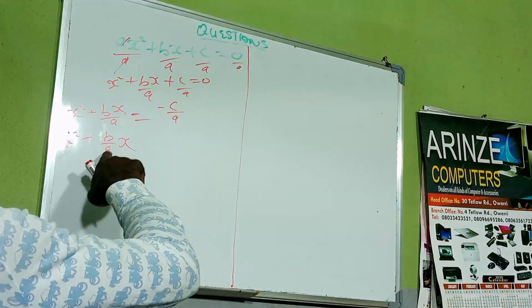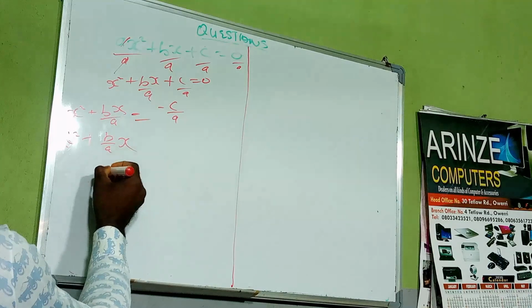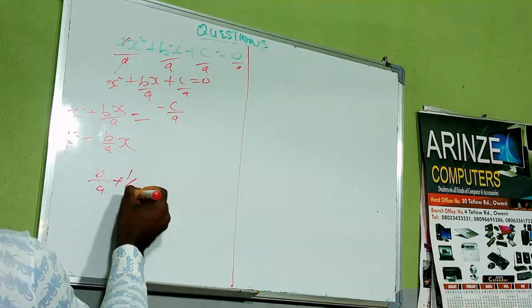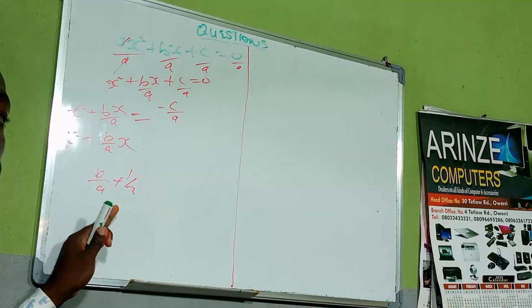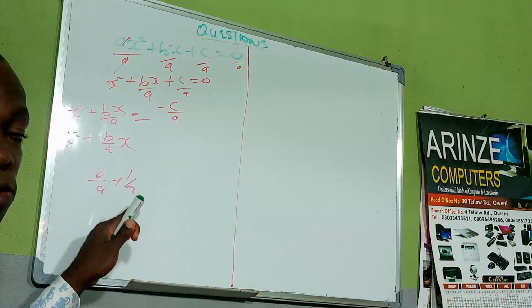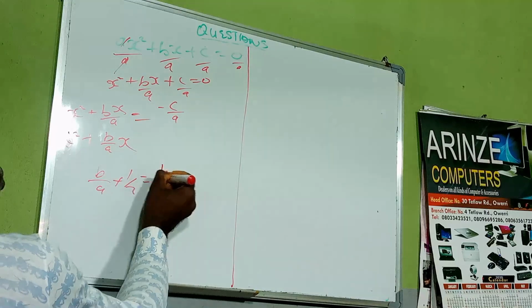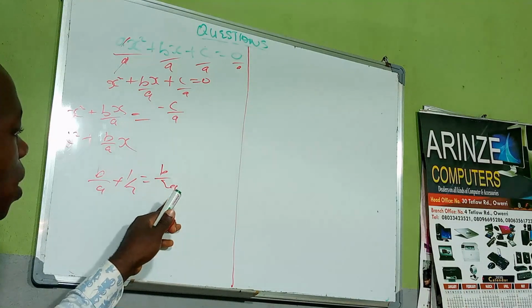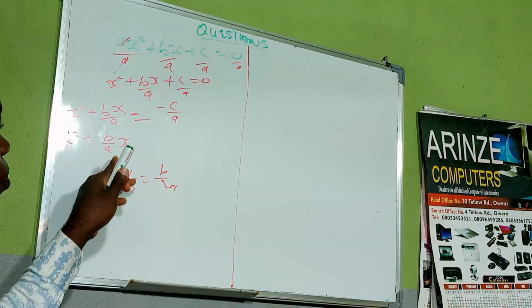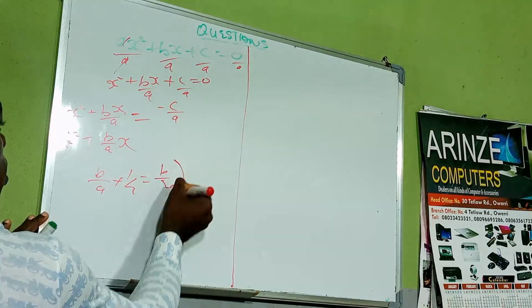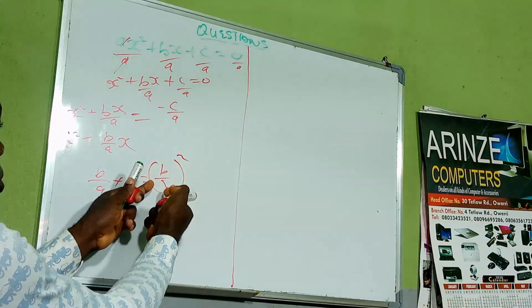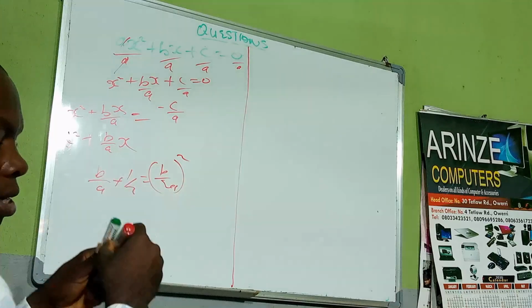That is to say, half of b over a is b over a times 1 over 2, because half of anything is that thing divided by 2, or multiplied by half, or multiplied by 1 over 2. So if I multiply this, I will have b over 2a. This is half of b over a, then squared. This is what I'm going to add to both sides, and we simplify.